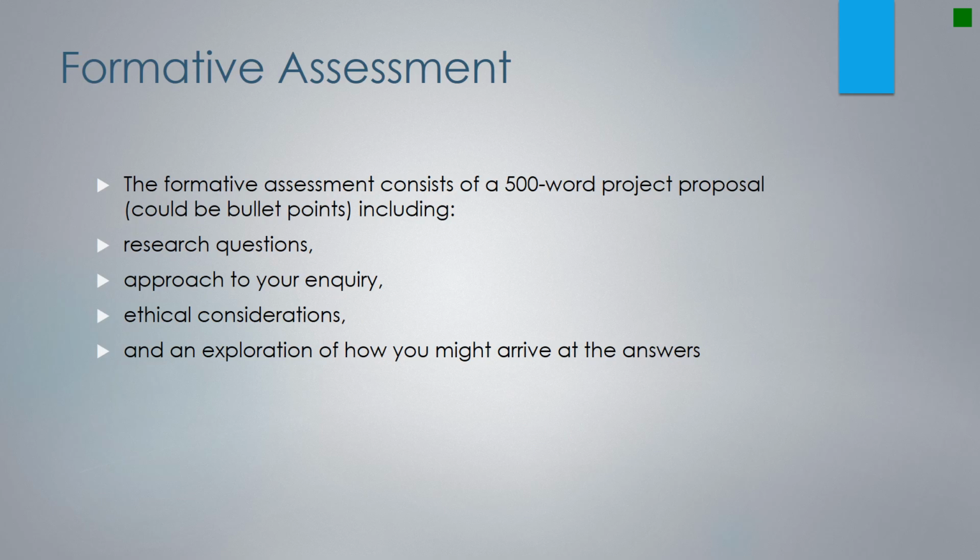So what is the actual formative assessment? The formative assessment is a 500-word project proposal. At that stage, it could even be written in bullet points. What we expect to see in this proposal is the research question, the approach to your inquiry, ethical considerations, and an exploration of how you might arrive at the answers. So as you can see, we are not yet asking you for your actual research methods, just for an approach to your inquiry. And at this stage, you can use the one approach you have chosen in Unit 3.